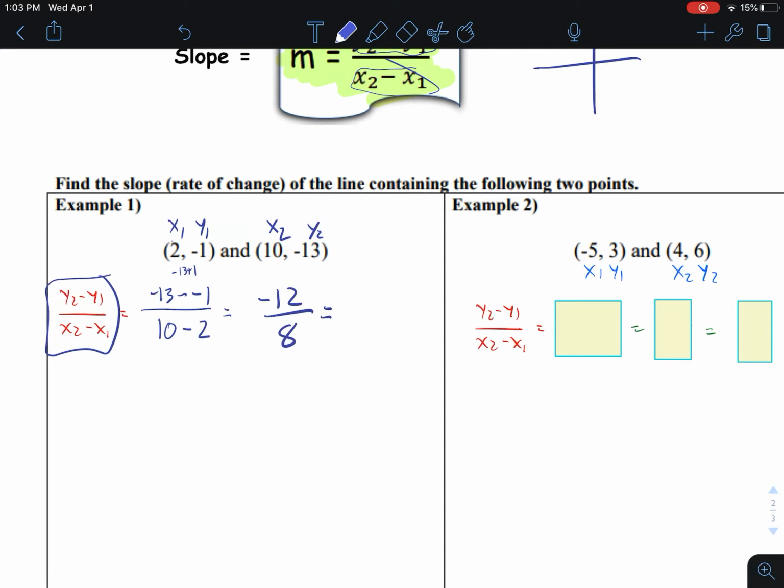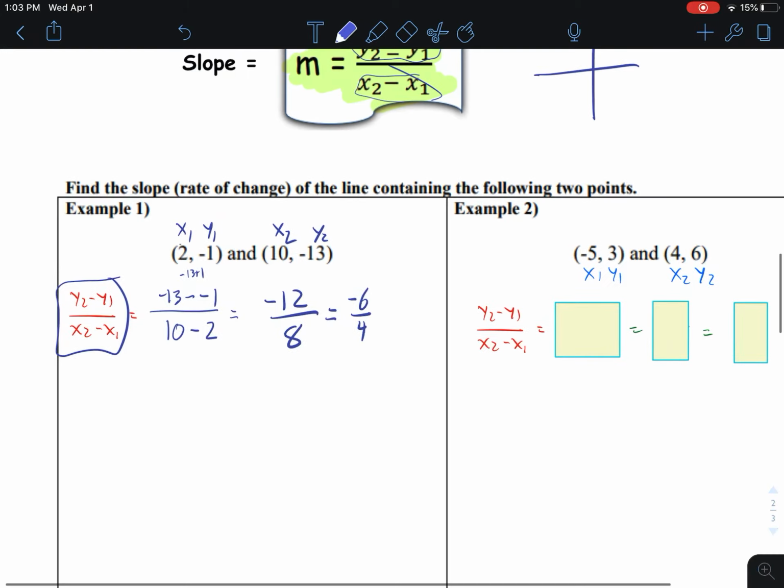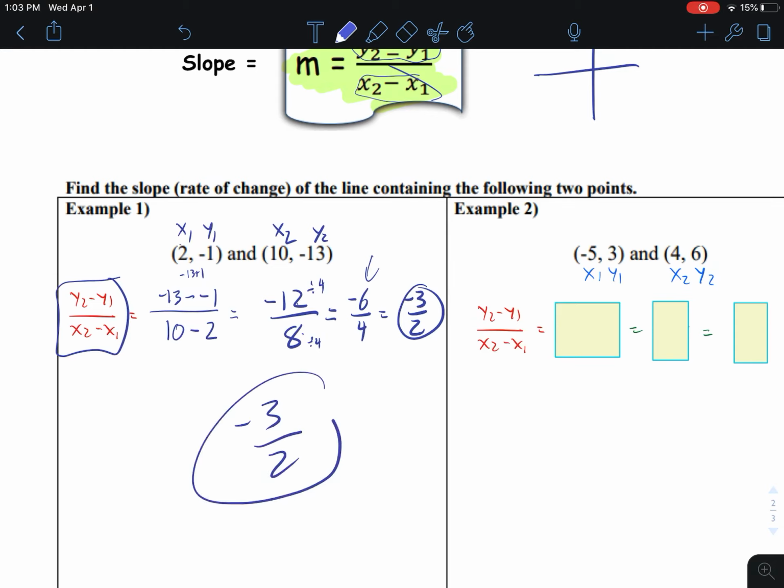Again, they're both even numbers. I could divide by 2. It'll get me negative 6 over 4, but I got to keep looking. I still got even numbers. So divide by 2 again. You get negative 3 over 2. You could have avoided this middle step by just dividing 12 and 8 by 4 as well. In case you don't see it, though, you can divide by smaller numbers and keep going. Your slope is negative 3/2.